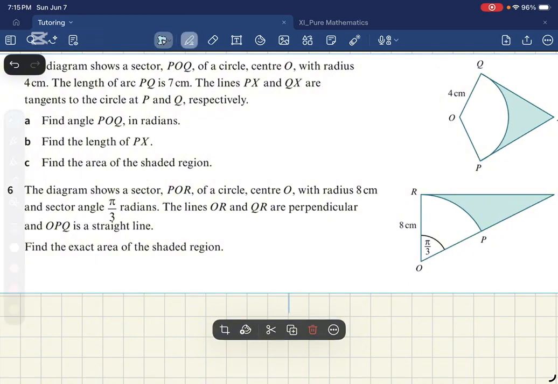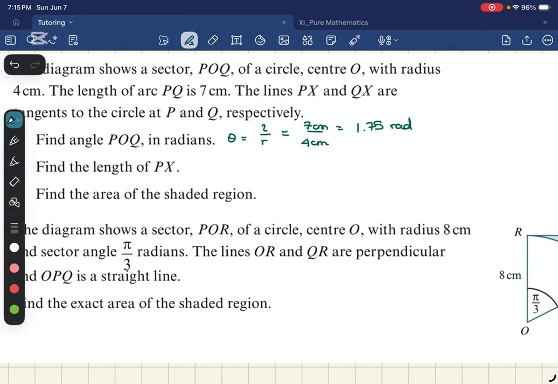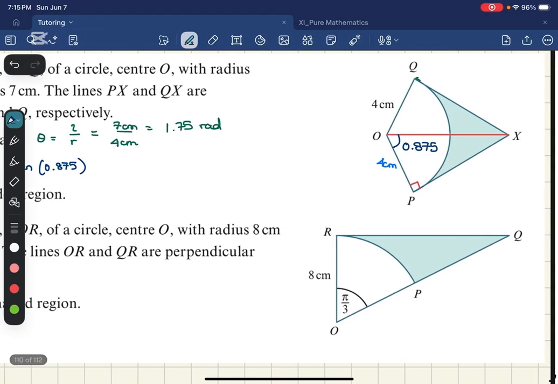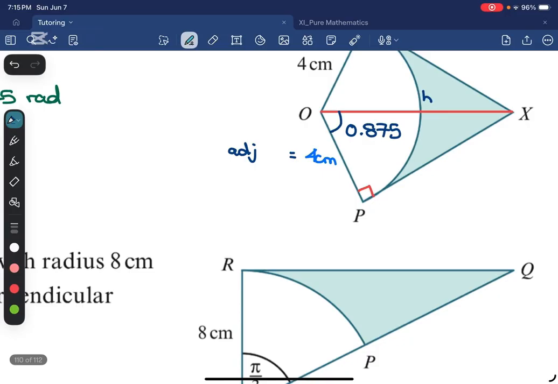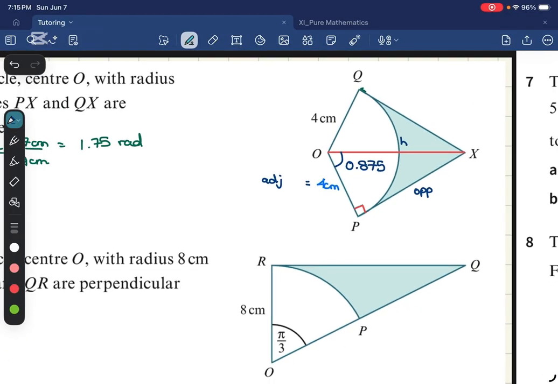0.875. And now I can use some basic trigonometry, because I know that tan of my angle is 0.875. So let me label my triangle. Right angle is here. Opposite to the right angle is my hypotenuse. My adjacent is 4 centimeters, adjacent to the angle. Opposite to the angle is what I normally call my opposite side, right?